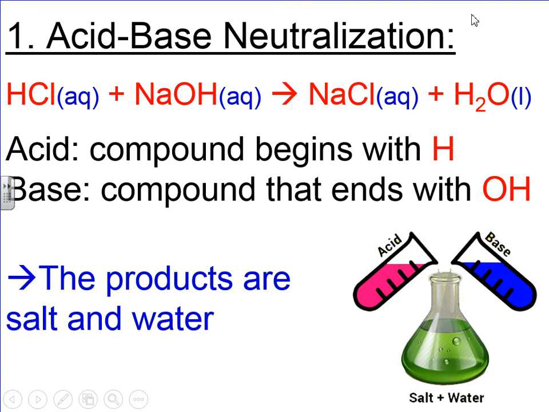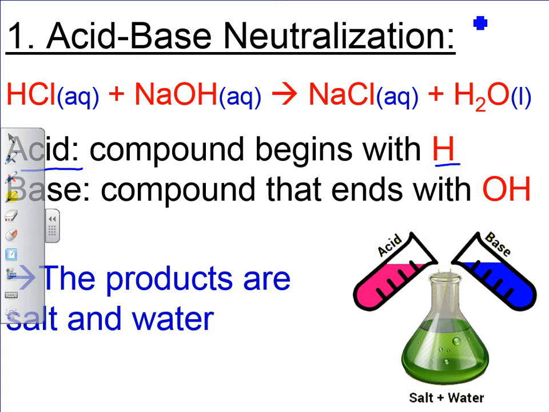The first category we'll mention is an acid-base neutralization reaction, and this involves an acid. Now, an acid is a compound beginning with the element H, and hydrogen is the active part of an acid. A base is a compound ending with hydroxide, OH. That's the active part of a base. When you put a base and an acid together, what you get is salt and water for the products.